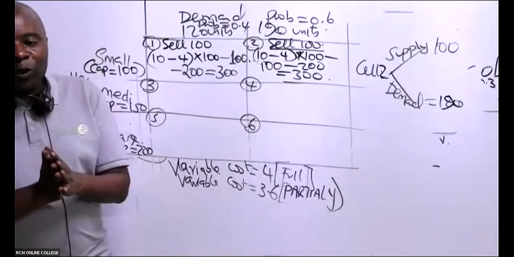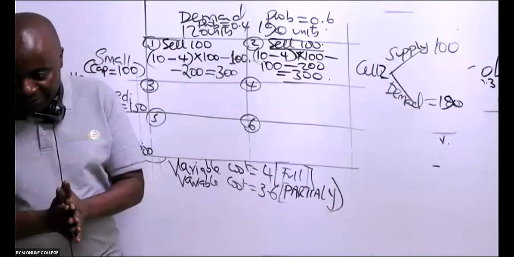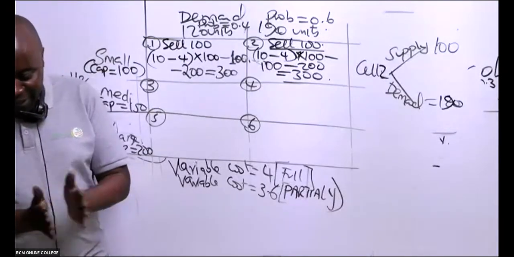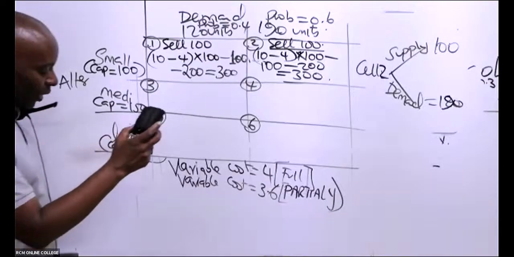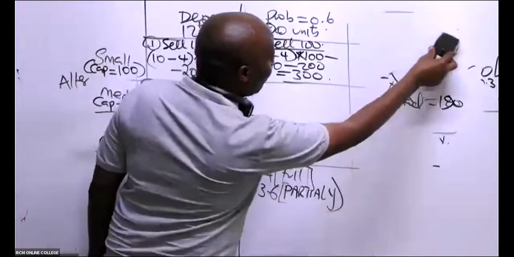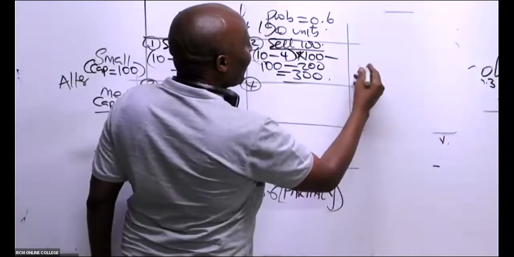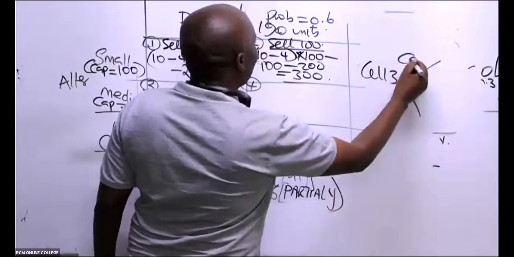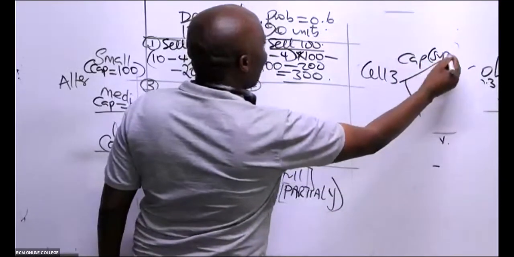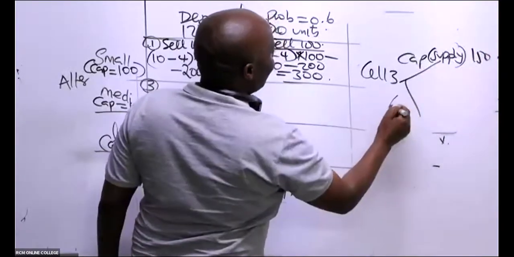So if everybody has tried it, it is a chance now for the teacher to do it. Can I do it? Now, this demand analysis is so important. Don't do it without doing this analysis. So which cell here, somebody? Cell 3. In cell 3, we have capacity, which is the same as supply. How much? 150. And what is the demand for cell 3?